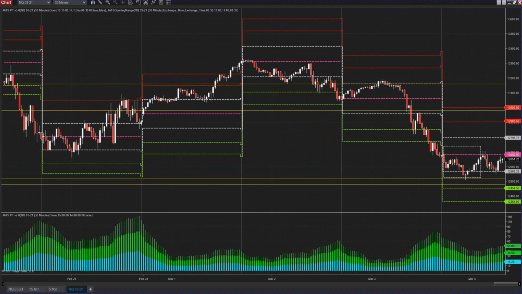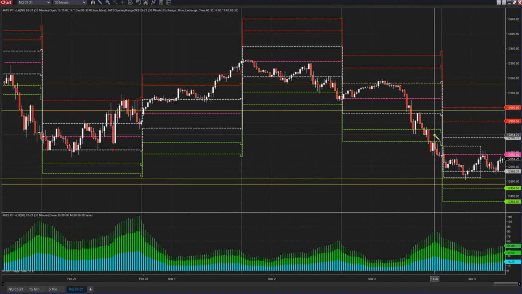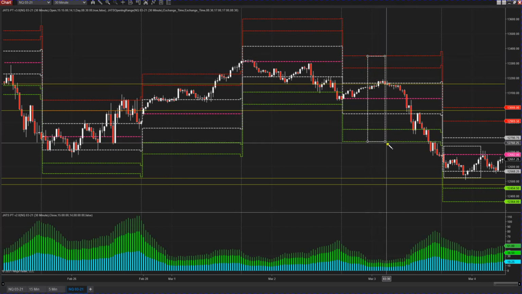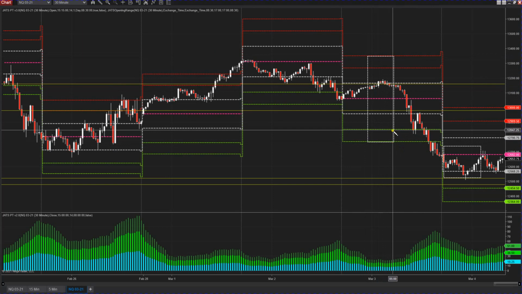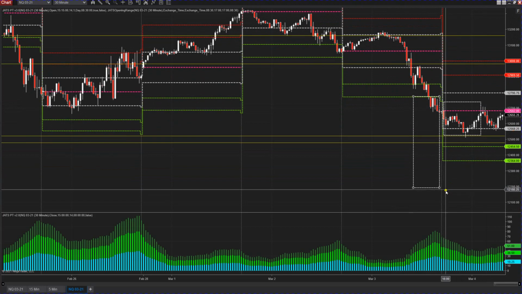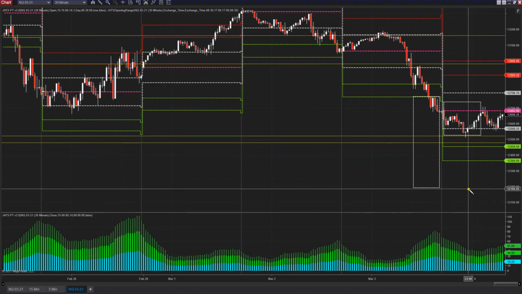But as far as measuring, what I love to do is just get the handy dandy rectangle, measure the entire range to get that deep. What if it goes 2 times the range, just to be prepared. So there's your 2 times range, around about 12,188.50.